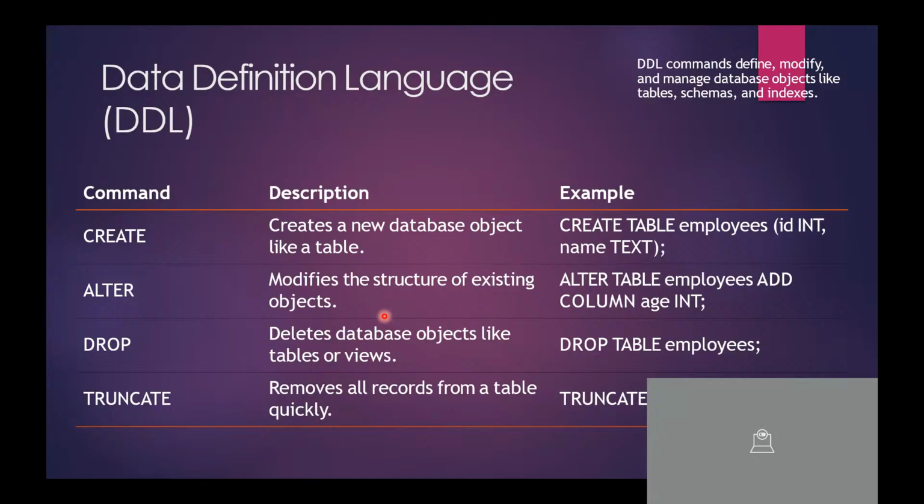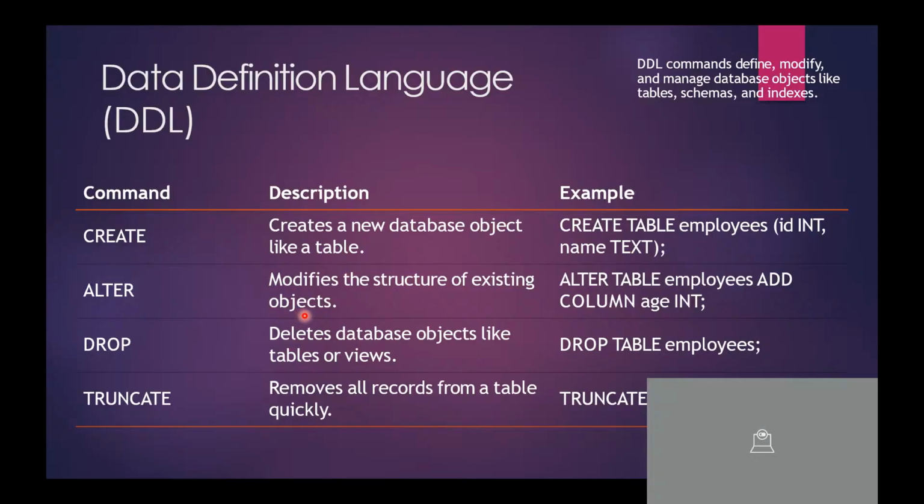Suppose in your employee table there are five people: Satish, Ram, Mohan, and Alka, and you want to remove the Alka row or column. What will you use? The alter command. And the third one is Drop, which deletes database objects like tables or views, for example, drop table employees.